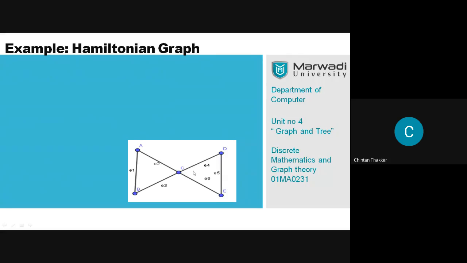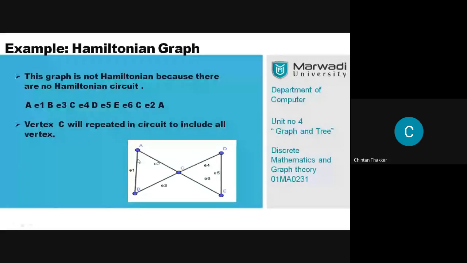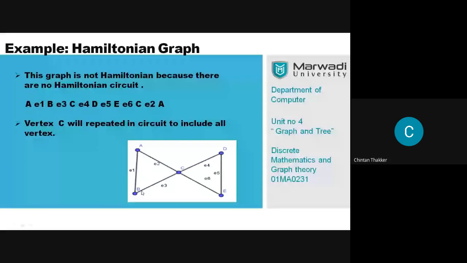If we start with this edge, then also A and B are not included in a circuit. See here, there is no circuit which contains all 5 vertices. So this graph is not a Hamiltonian graph. But see, all vertices have even degree. It is a Euler graph.